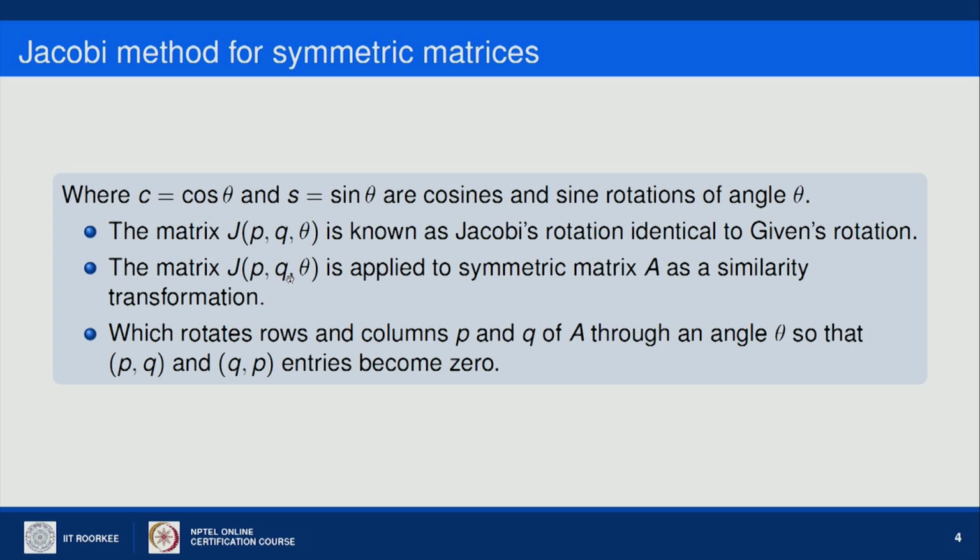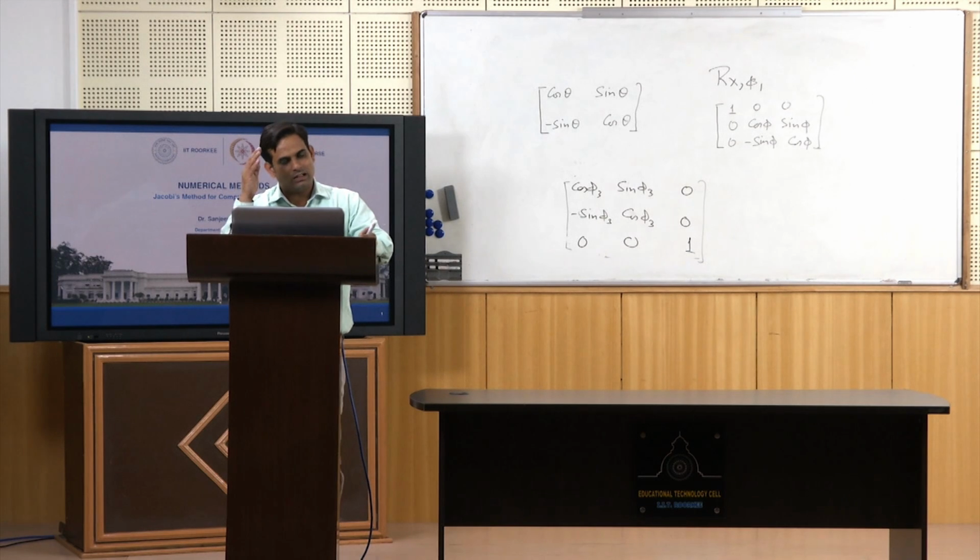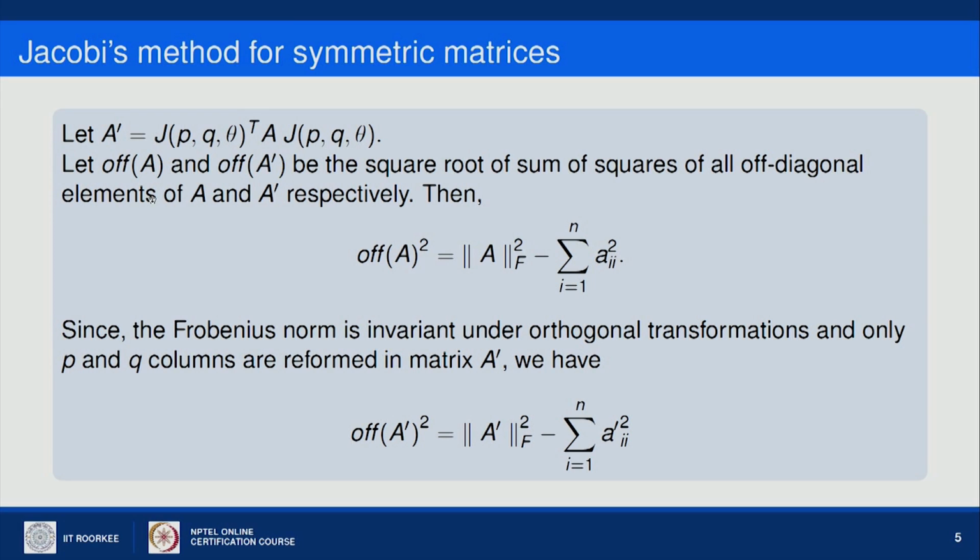The matrix J p q theta is applied to the symmetric matrix A as a similarity transformation, and once we apply it to A, this will rotate rows and columns p and q of A through an angle theta, so that the p q and q p entries become 0. These are two off diagonal entries, p q and q p, and these two entries will become 0. And I told you this method is applicable only for symmetric matrices, so hence p q will be equal to q p. So, let us denote the similarity transformation like this.